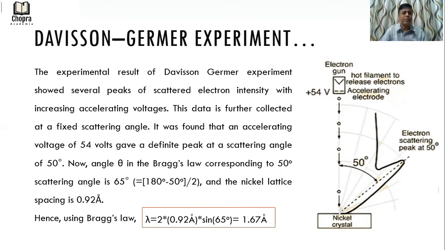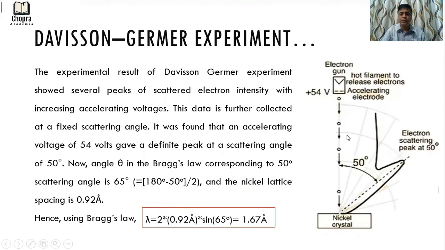It was found that an accelerating voltage of 54 volts gave a definite peak at a scattering angle of 50 degrees. Now angle theta in Bragg's law corresponding to 50 degrees scattering angle is 65 degrees. How does it come? That is 180 degrees minus 50 degrees, divided by 2. And the nickel lattice spacing is 0.92 angstrom. Hence, using Bragg's law, by substituting the values of lattice spacing and theta, we get lambda equal to 2 times 0.92 angstrom times sin 65 degrees, which comes out to be 1.67 angstrom.